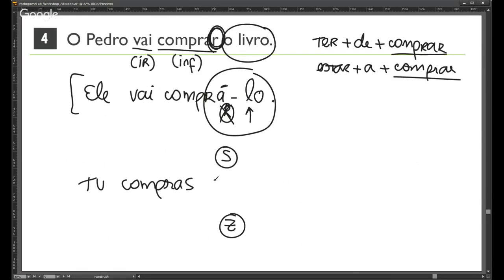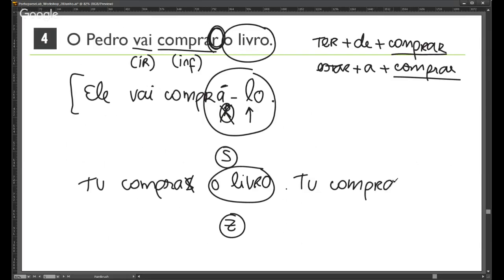Tu compras o livro. Let's transform the book into the pronoun. You know you have to drop the last letter, accentuate the last vowel, and add L. So what you'll have is tu compra-lo. I'm sorry, because the accentuated vowel is only in the third person. Tu compra-lo. And now an example with Z.